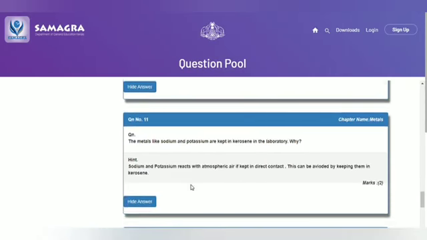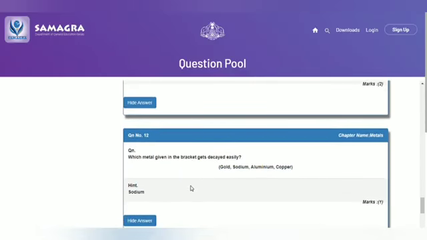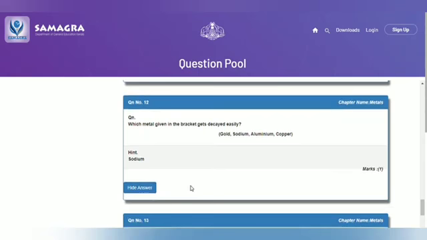Metals like sodium and potassium are kept in kerosene in the laboratory. Why? Sodium and potassium react with atmospheric air if kept in direct contact. This can be avoided by keeping them in kerosene. Which metal given in the bracket gets decayed easily? Gold, sodium, aluminium and copper. That is sodium.